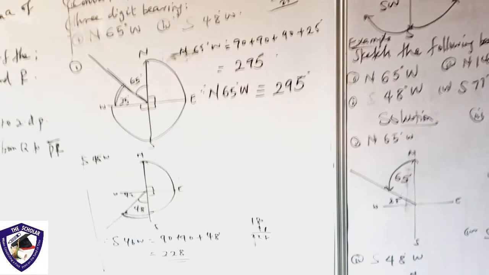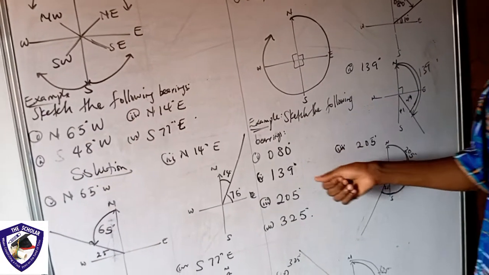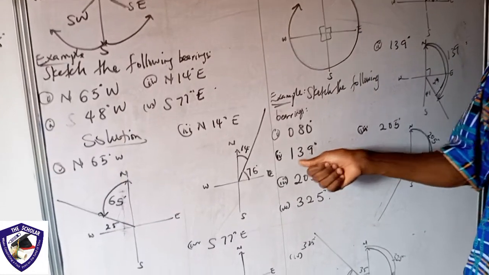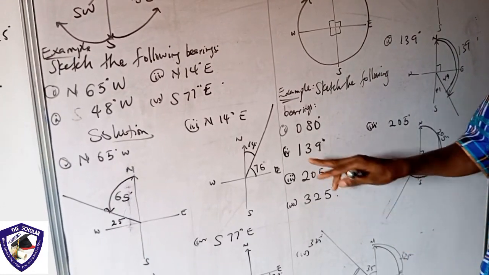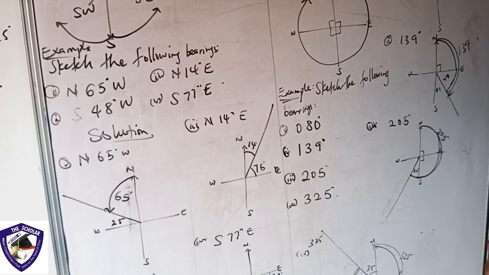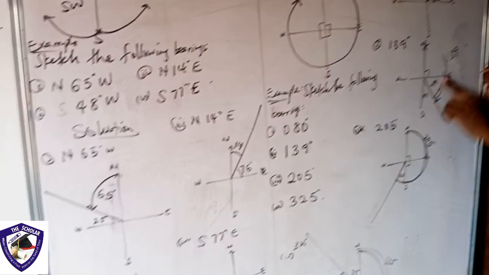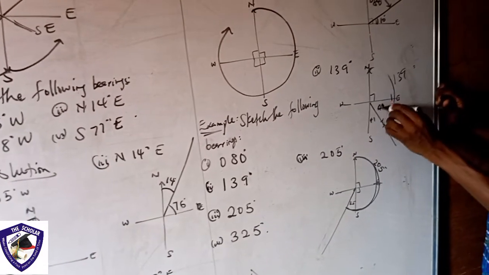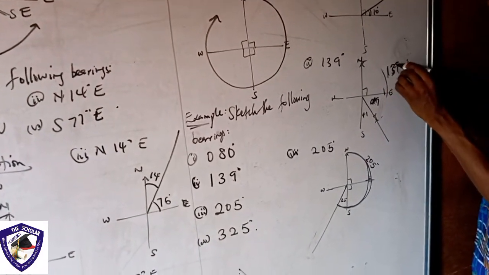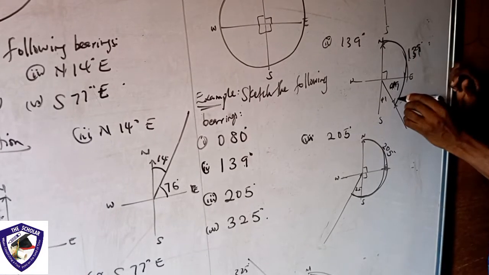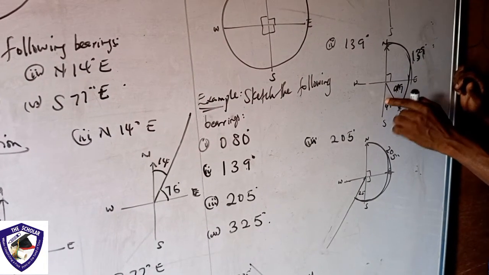So let's look at this example that we have here. Assume we have to convert this 3 digit bearing to 2 digit bearing. 139 degrees. Where is 139? This is my 139, and this is my 3 digits here. This is 49. This is 139 degrees. So look at the movements. This is 41.